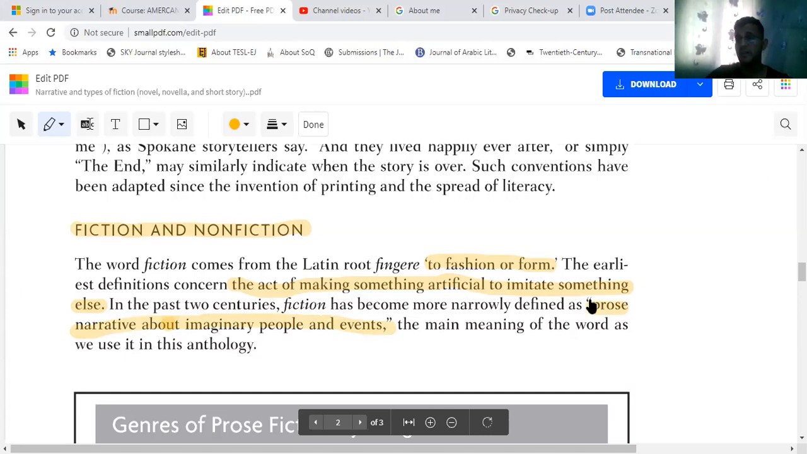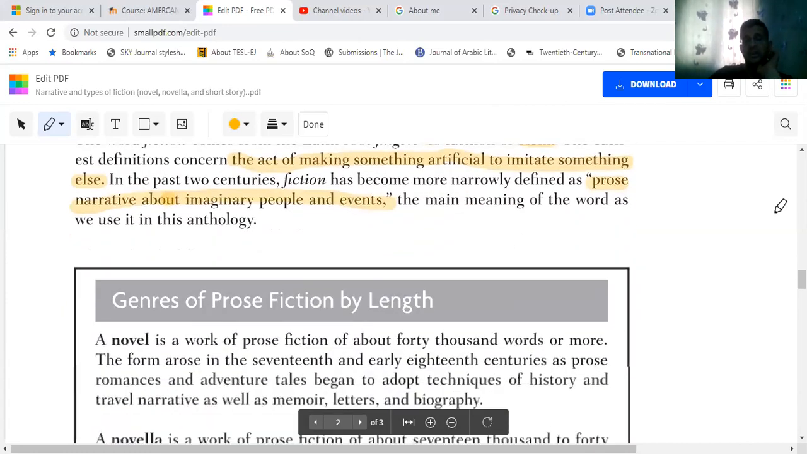Prose is the opposite of verse, okay? Verse is poetry. Prose is just the normal writing, not the poetry. The opposite of poetry or verse is prose. So it's a prose narrative about imaginary people and events, and that is the main meaning of the word as we use it in this anthology. Whenever we use the word prose narrative here, we talk about imaginary people or events.